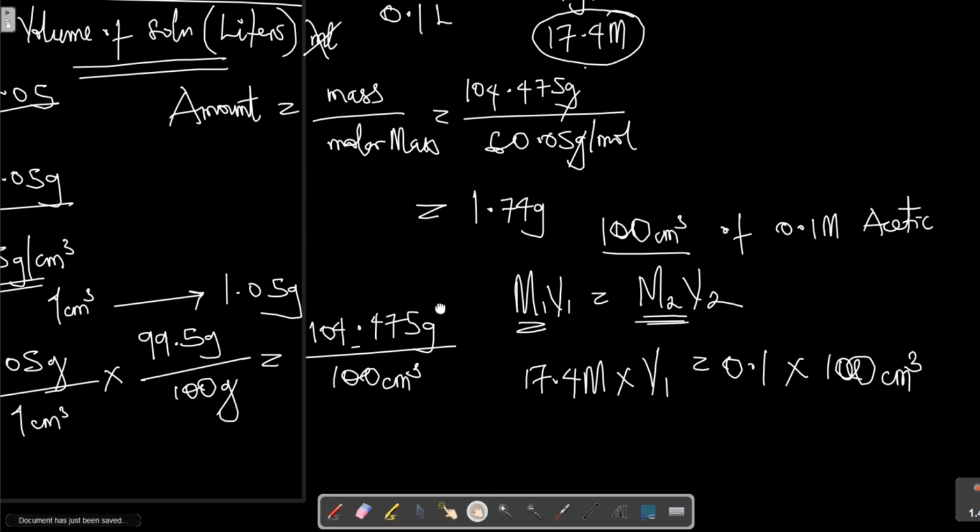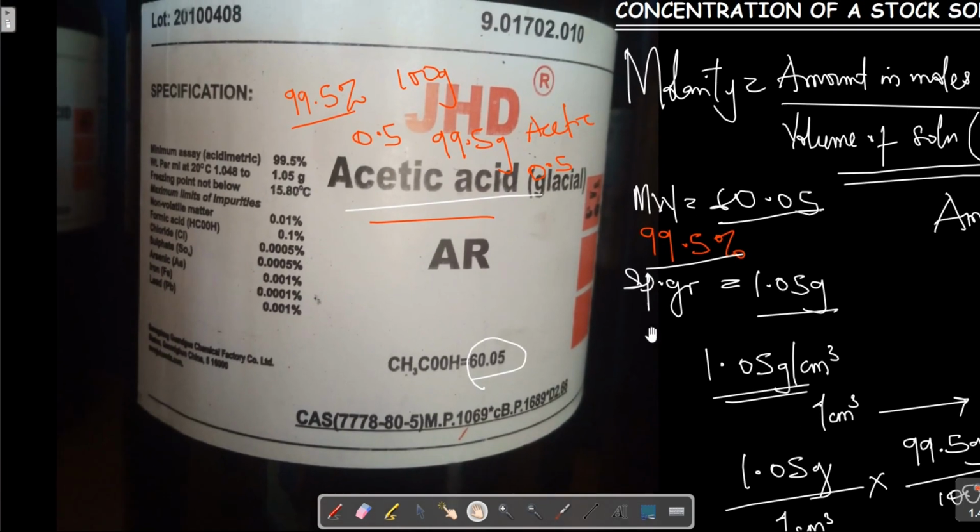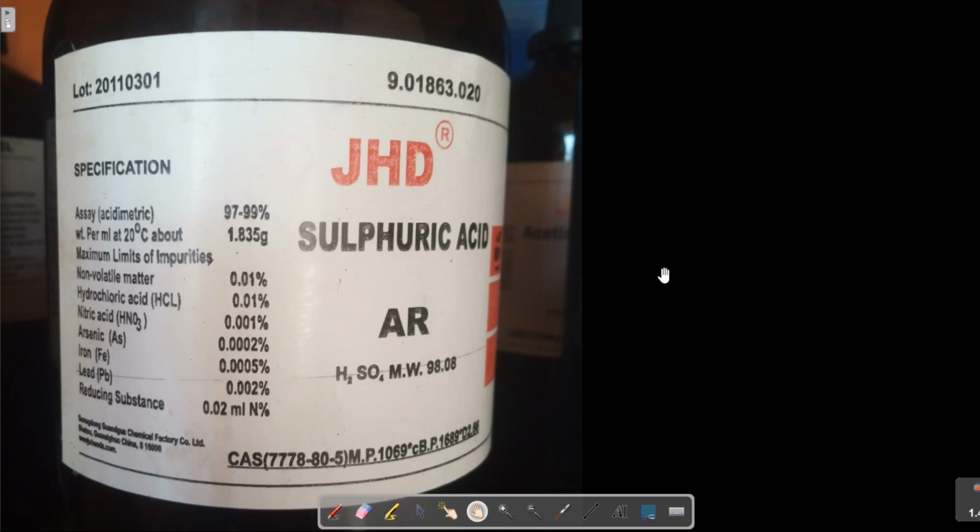So that's what you need to do, get the initial concentration. Let's do one other example.